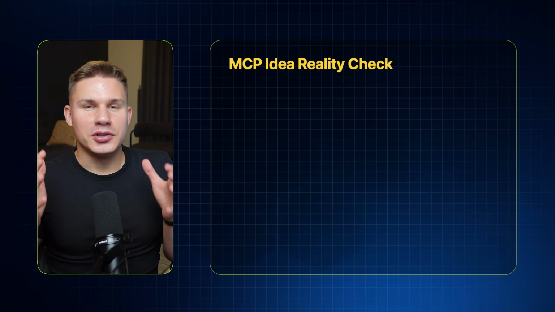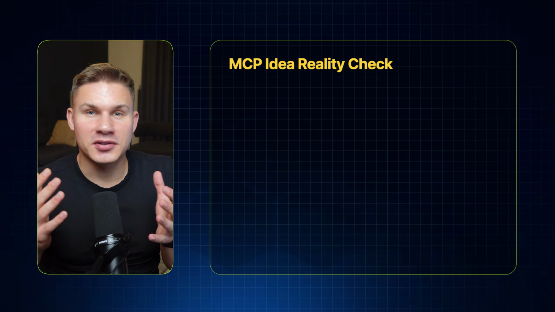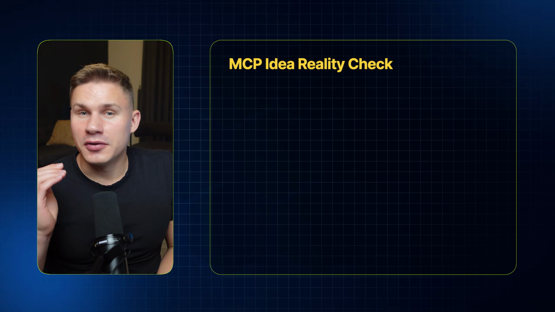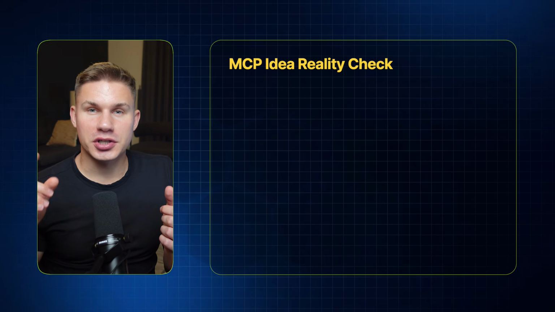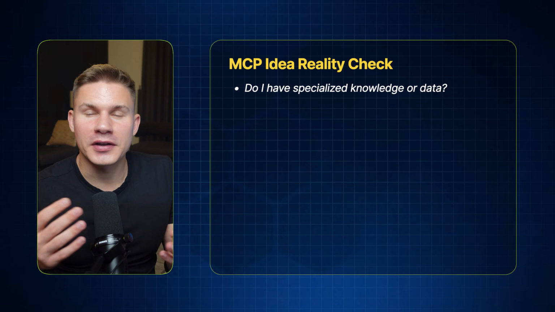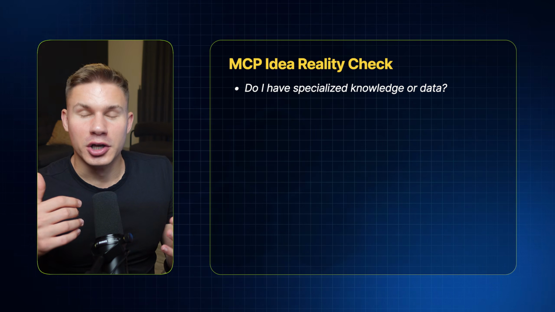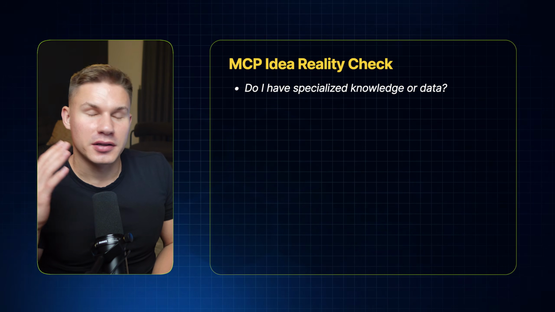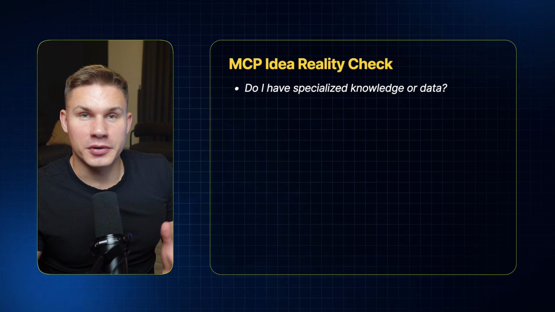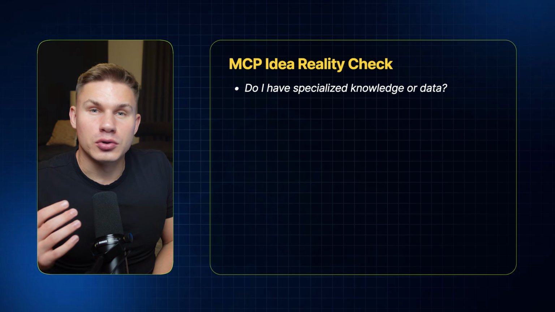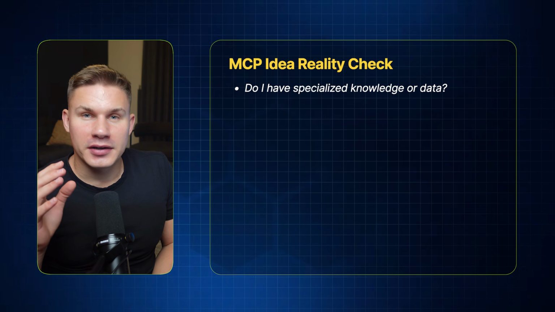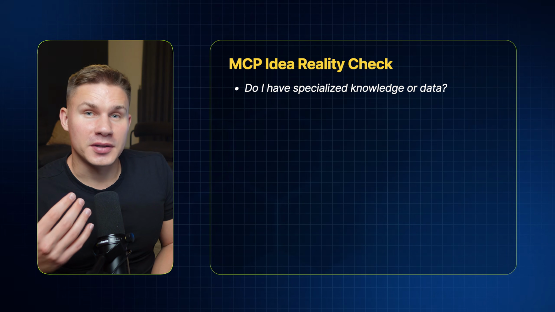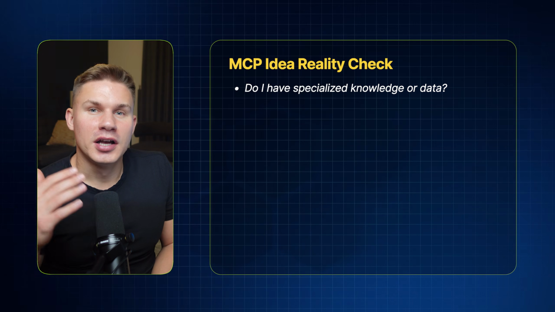Okay, so now I'm pretty sure you have some ideas for which MCP you want to create. So next, let's do a very quick idea reality check. The first question you need to ask yourself is, do I have any specialized knowledge or data? You see, in order to create a moat in the MCP space, you shouldn't just take any API available because obviously that's super simple to rebuild. You need to either combine multiple APIs together or you need to provide certain data files in your MCP that are hard to access otherwise.